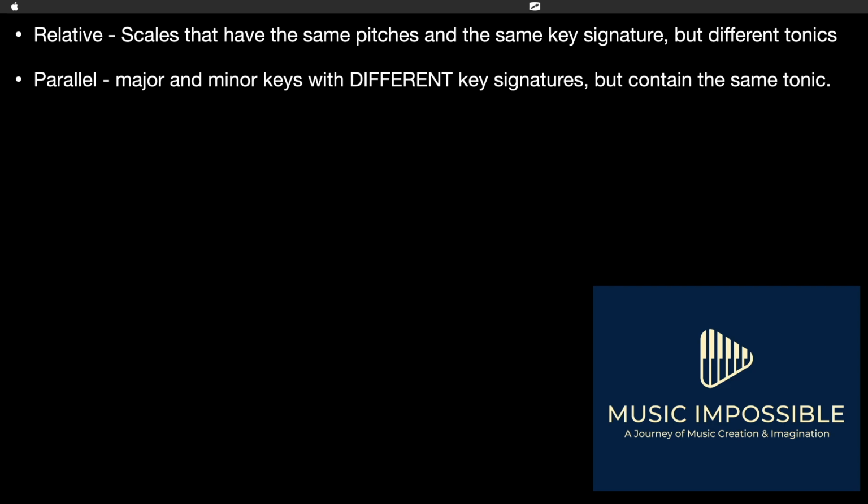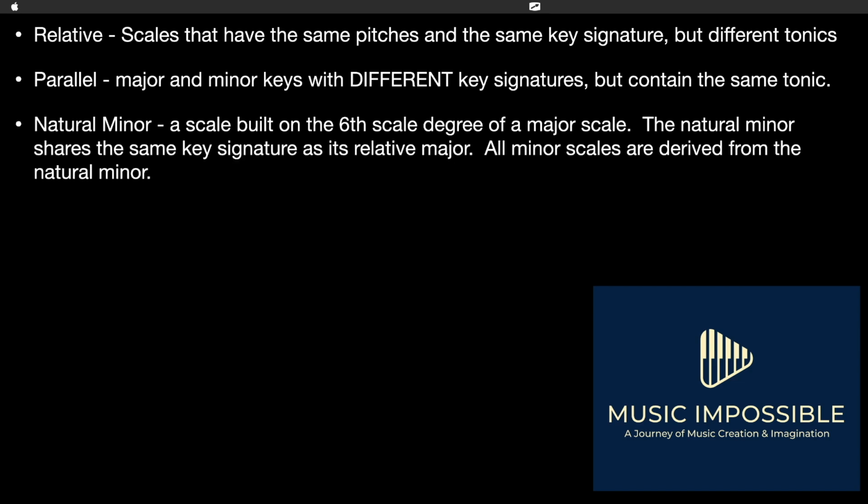Then we talked about parallel minors. This is essentially the same letter. So if I said G minor and G major, that would be the same tonic, but very different key signatures. G minor has two flats, G major has one sharp. They're as far apart as you can get.